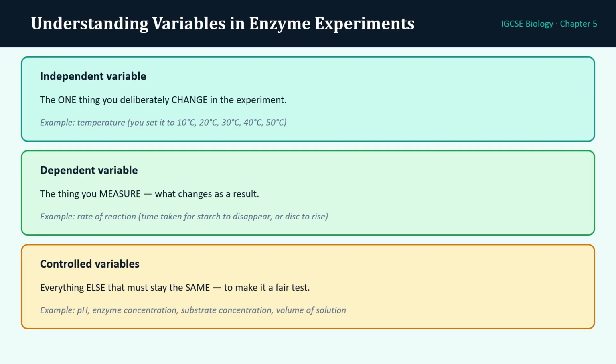The third is controlled variables. These are everything else that must stay the same to make it a fair test. Like if you change temperature but also accidentally change pH, then you cannot be sure which one caused the result. So pH, enzyme concentration, substrate concentration, volume, all must stay constant. You must note these down, as the examiner will ask you to identify them in almost every practical question.